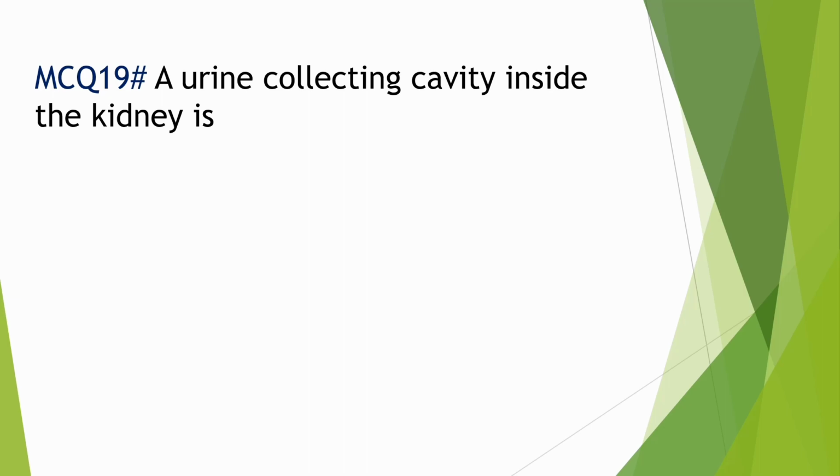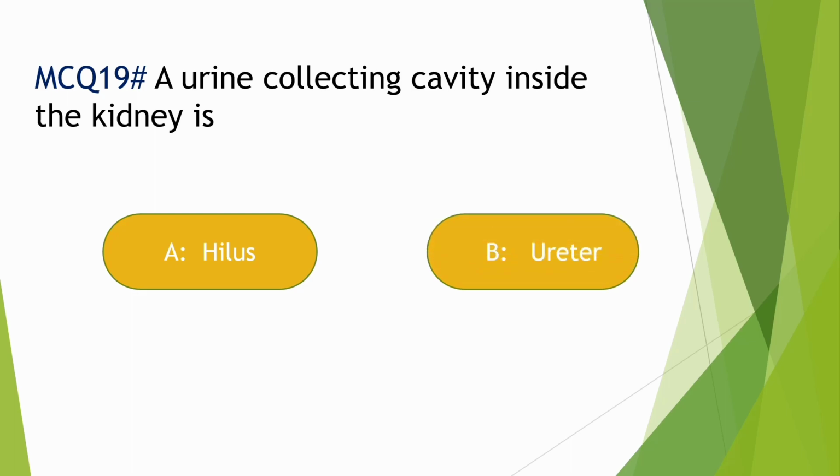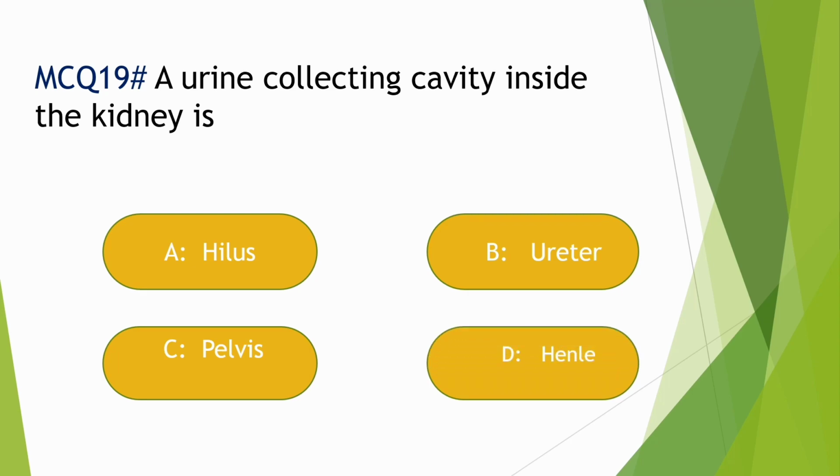A urine collecting cavity inside the kidney is option A, hilus. B, ureter. C, pelvis. D, Henle. Correct option is C, pelvis.